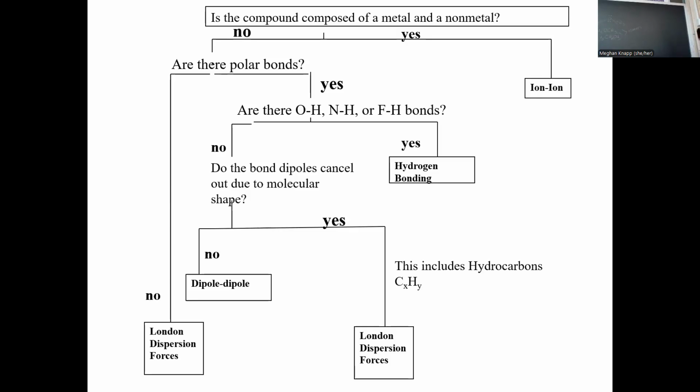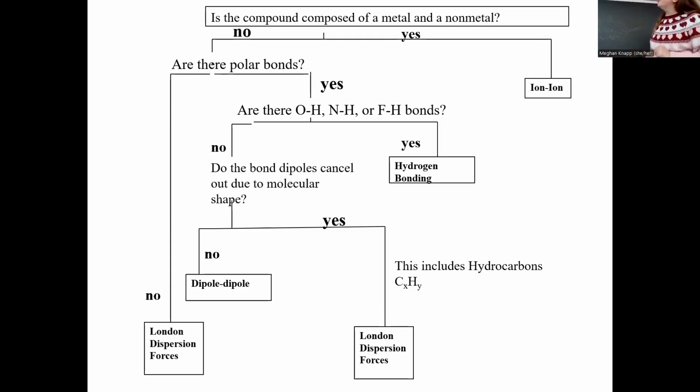So let's take a look at this methyl ether that I have on the board. Does this have a metal and a non-metal? Any metals in this? No, no metals. So we're going to go down to the next question. Are there polar bonds? Basically, this is saying, are there any bonds that are from two different elements? And if there are, there's probably polar bonds. So carbon, oxygen, that's a polar bond. So there are polar bonds in here.